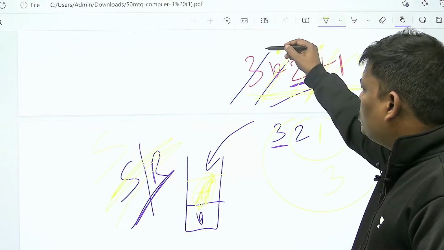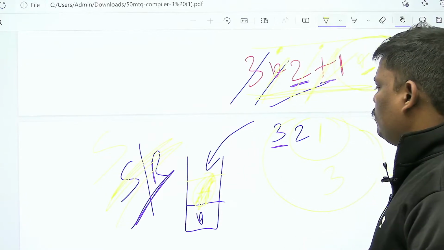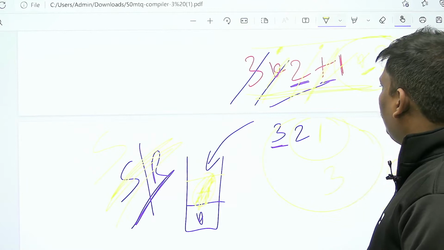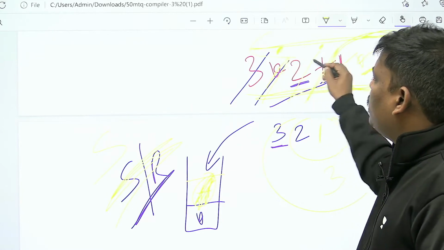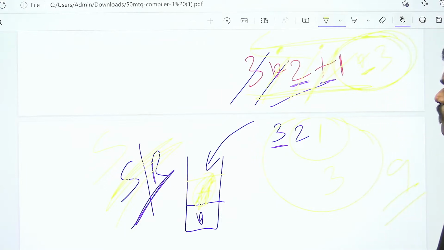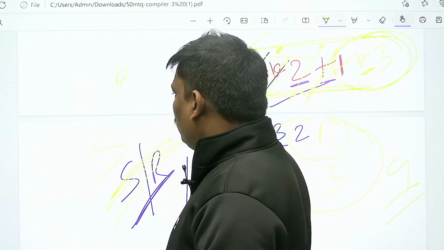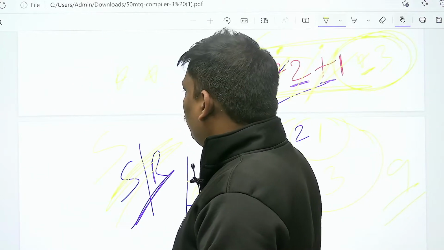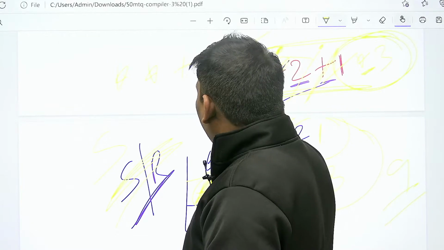If you keep on pushing like this, who will be done first? The last person will be done first. What is the meaning? The last one will be done first. Indication that it is right to left associativity. Suppose first star came, push. Next again star came, push. Next plus came, push. Next again star push. Next again plus push.